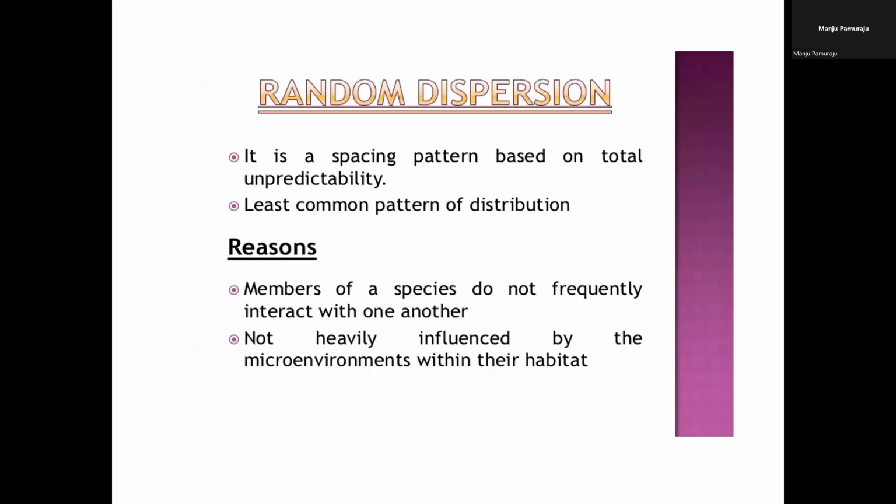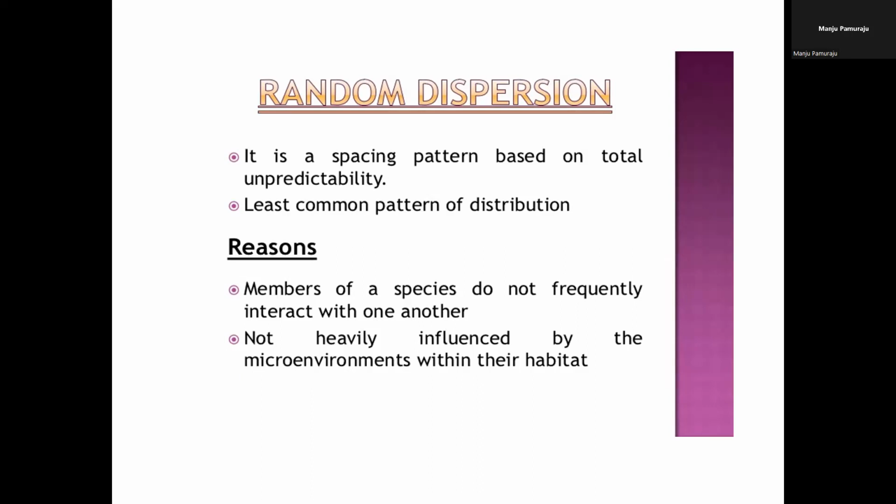The next one is random dispersion. Random dispersion is a spacing pattern based on total unpredictability. The least common pattern of distribution is random dispersion, whereas the most common is clumped dispersion. Here they are arranged irregularly, not uniform and not clumped.